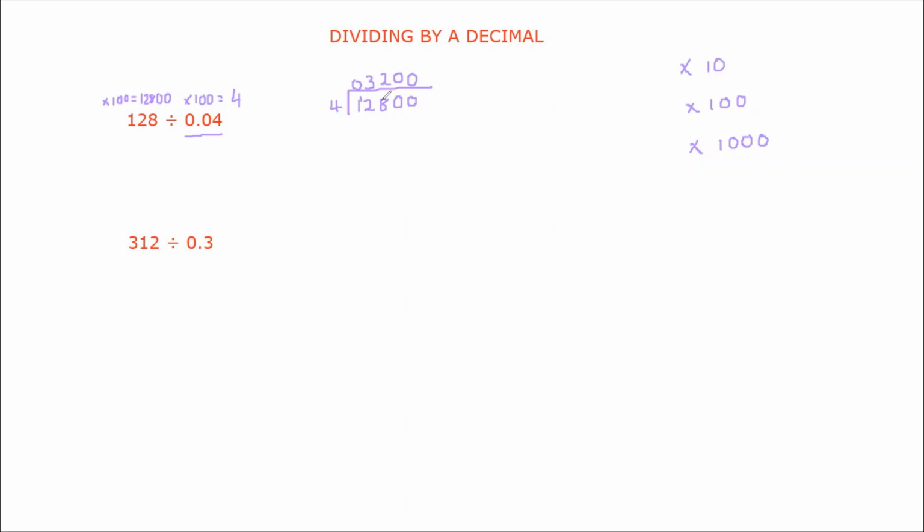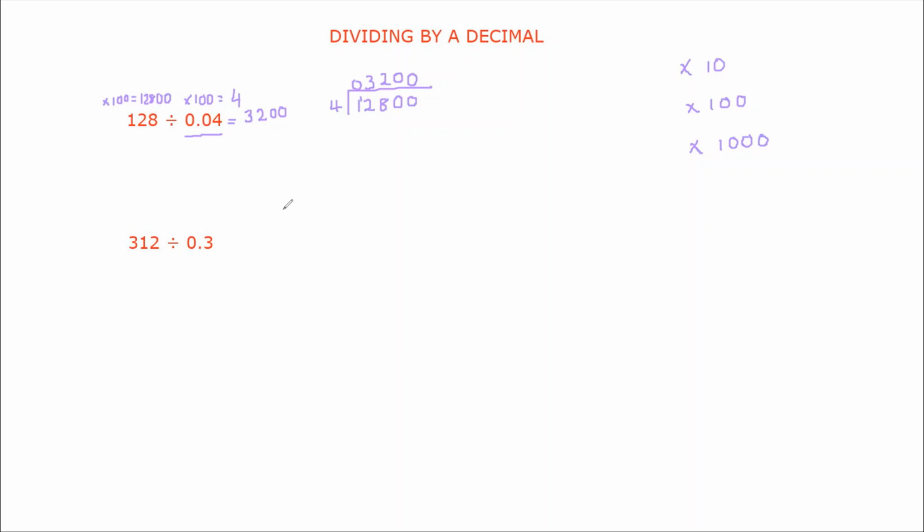And the answer to this sum, 12,800 divided by 4, is the same as the answer to your original sum, 128 divided by 0.04. So you do not need to adapt your answer at the end. The reason this is the case is you have scaled up both sides of the equation by the same factor. You times both sides by 100, so they are equivalent sums, but this one is obviously the easier one to do.